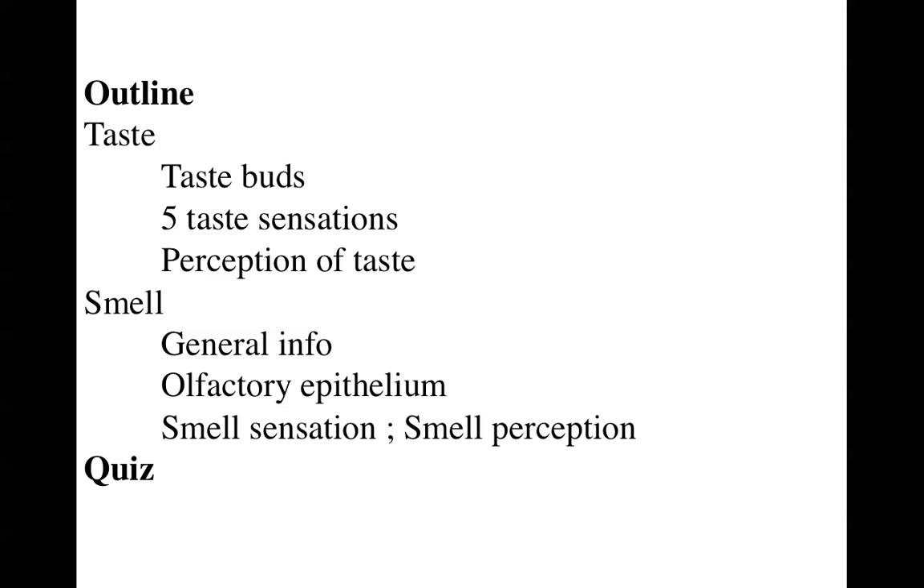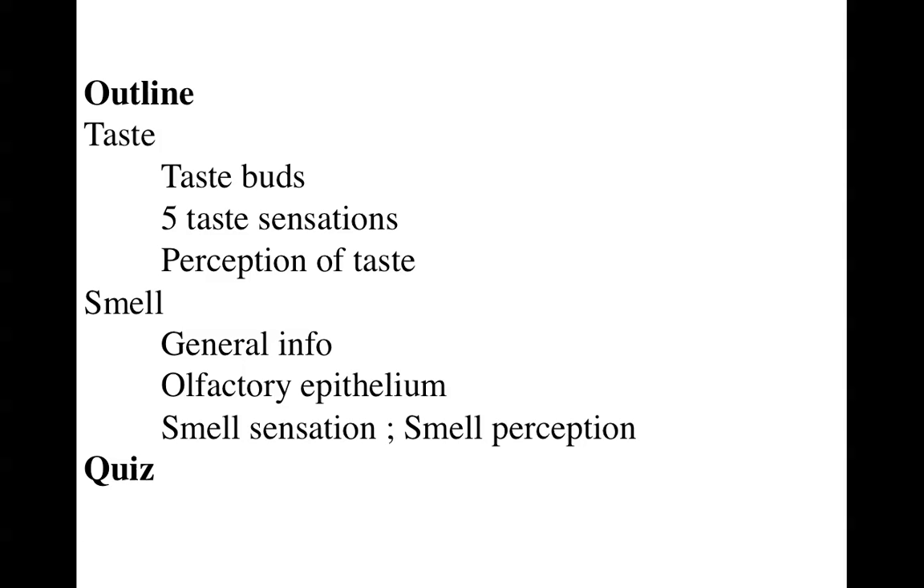In general, tastants are the chemicals that are tasted when you're tasting something, and odorants are the structures that you are smelling when you are going through olfaction, when you are smelling something.